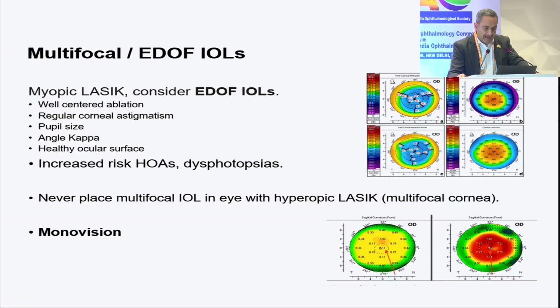At the end, you can have an increased risk of dysphotopsias and higher order aberrations. But never place a multifocal intraocular lens in a patient with hyperopic LASIK, because this is a hyperopic LASIK or multifocal cornea. So multifocality in the cornea and of the lens can ruin the visual quality. Monovision is still a viable option in these patients.